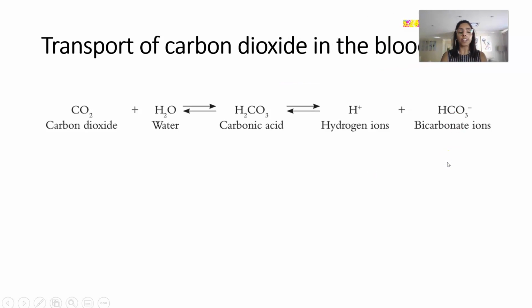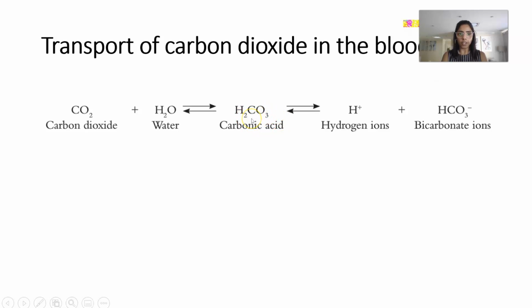So when we look at this, we're seeing a lot of chemical equations going on, but we're just going to break it down into little bits. So we know that the metabolic wastes produced by cells in respiration are carbon dioxide and water. Now, when carbon dioxide dissolves in water, just like fizzy drinks and soda streams, we get an acid forming, and that acid is carbonic acid.